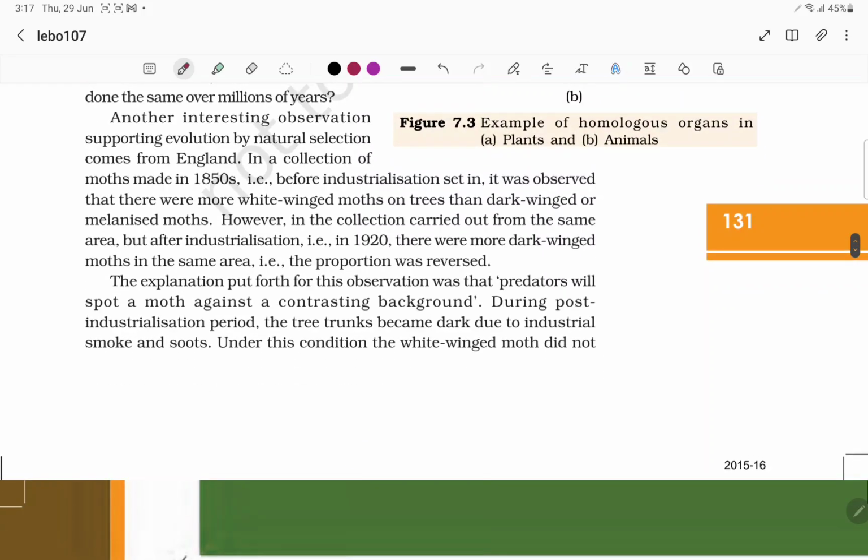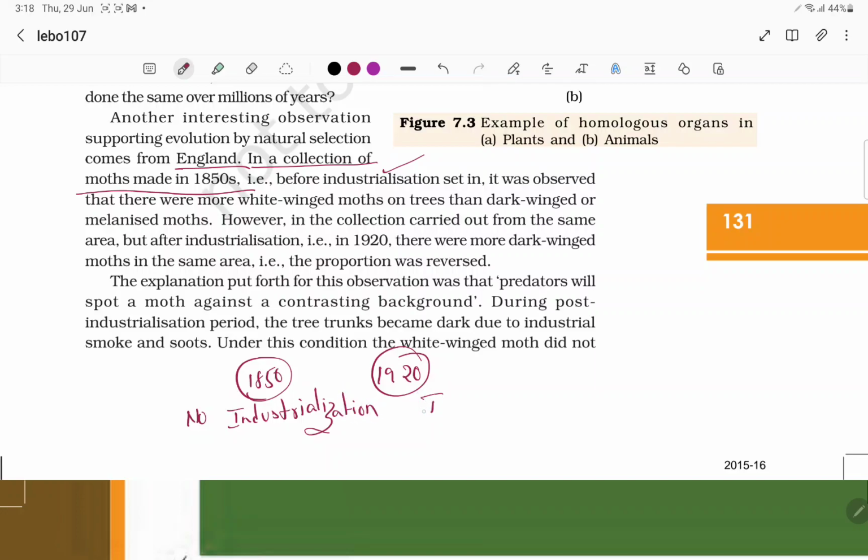Another interesting observation supporting evolution by natural selection came from England. In the collection of moths made in 1850, before industrialization, the dark winged moths had died. After industrialization, the white winged moths had died. Why did this happen? This is all because of natural selection only. Between 1850 and 1920, around 70 years of gap, there was no industrialization at first, and then you have industrialization.